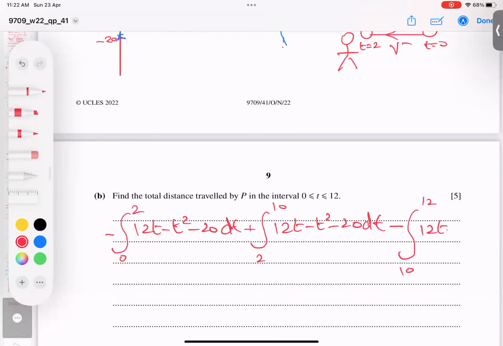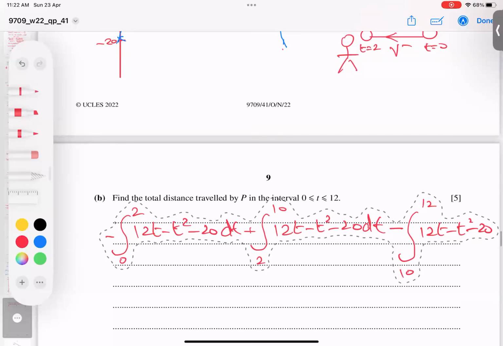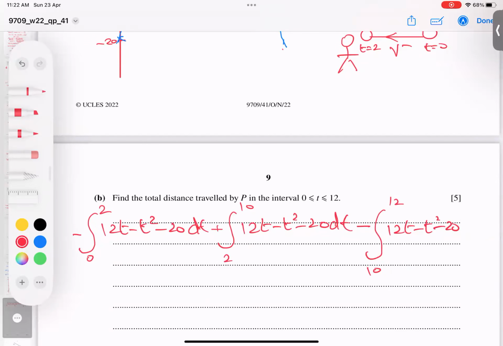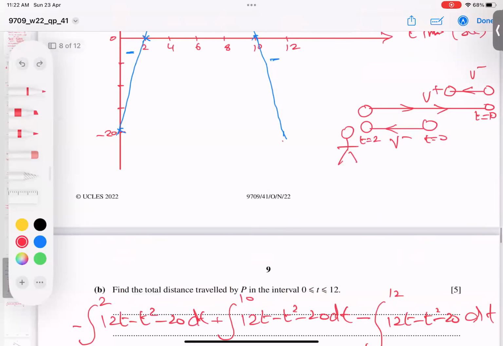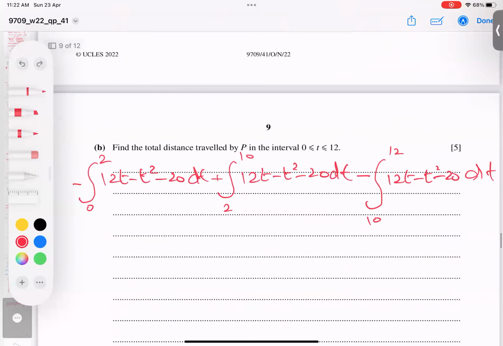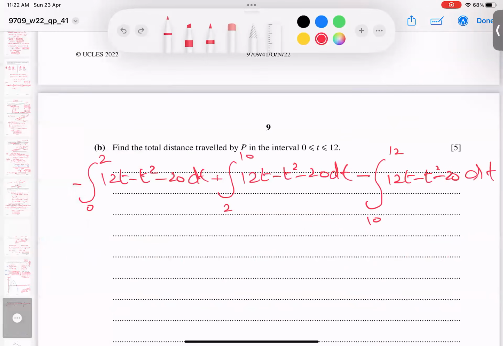Now, one question you may have in your mind: why do I use positive and negative? I think the idea is very clear. And here dt, because this is below the axis, negative, I make it positive. Otherwise, it will affect our answer. So I'm going to find out the distance.